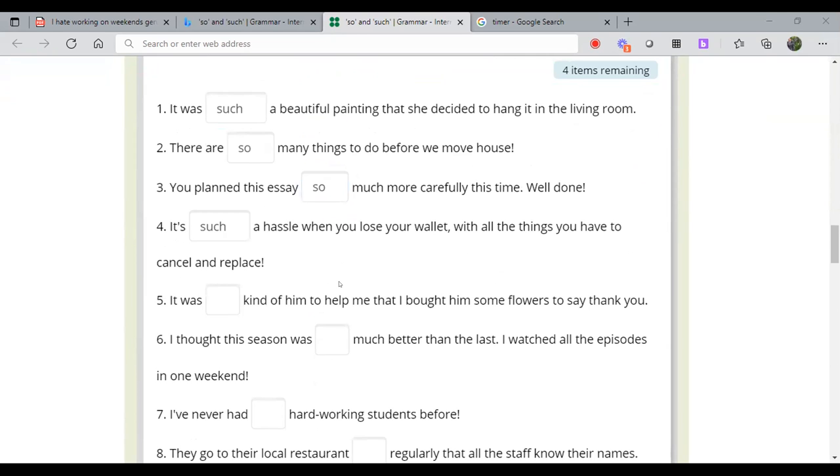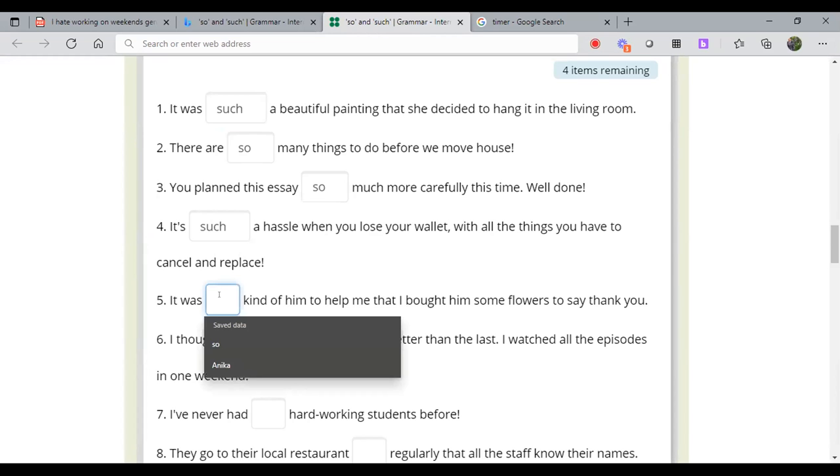Let's see. Miss Elizabeth and Miss Susana Portillo, please. 5, Miss Elizabeth, and 6, Miss Portillo, please. Me, teacher. Yeah, go ahead. Number 5, please.